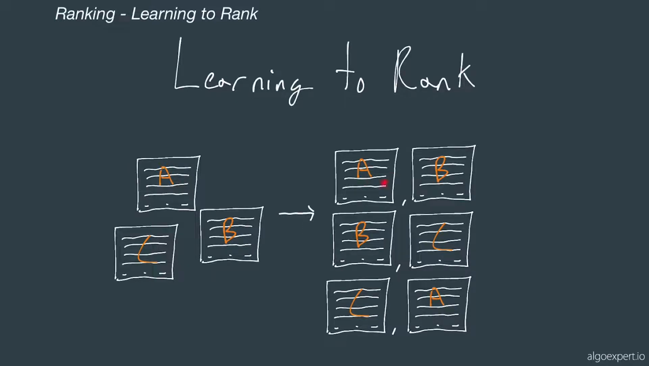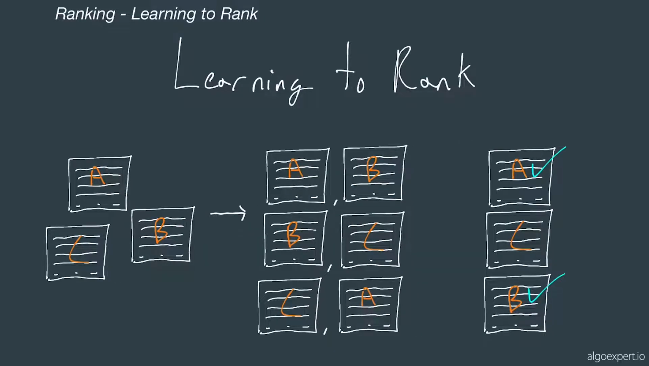So now that we have these pairwise posts, let's go ahead and look at what the user clicked on when we presented A, C, B. The user clicked on A, passed over C, and then clicked on B. So our label, or what we want the result of our learning to rank model to output, is A, B, C. That's simply because they clicked on A and B, but they didn't click on C.